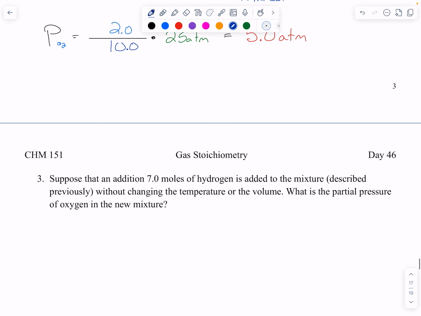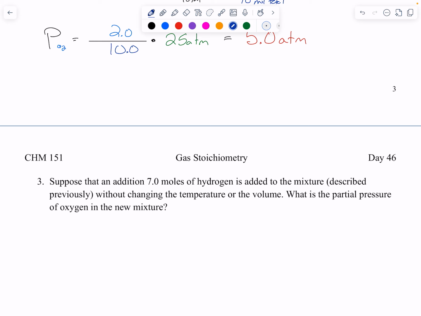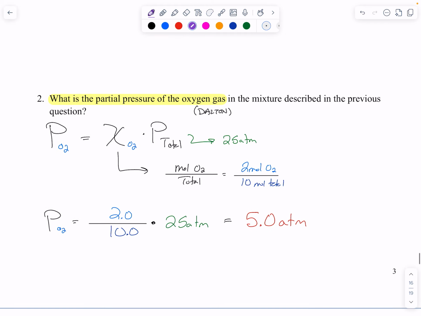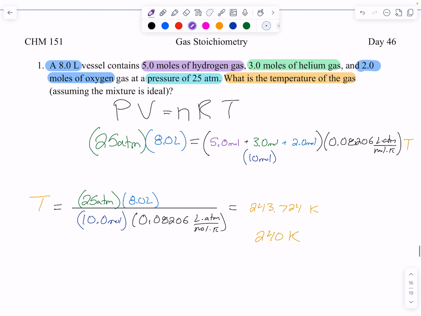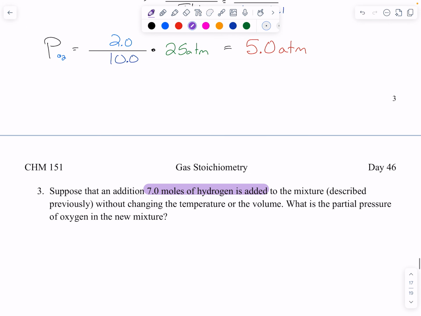number 3. Suppose that an additional 7 moles of hydrogen is added to the mixture. So now we have 7 moles of hydrogen added to the mixture, which means for hydrogen, I originally had, you gotta scroll back up, 5, right? So that means I have 5.0 moles plus the 7.0 moles. So that means I have 12 moles of H2 without changing the temperature or the volume.